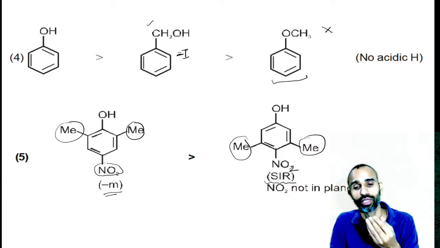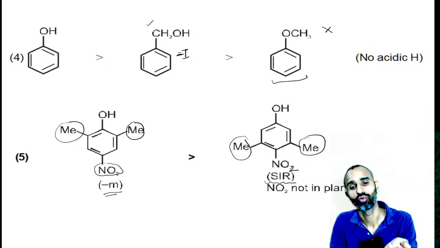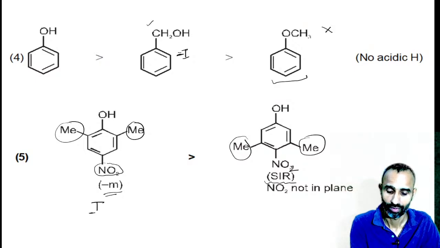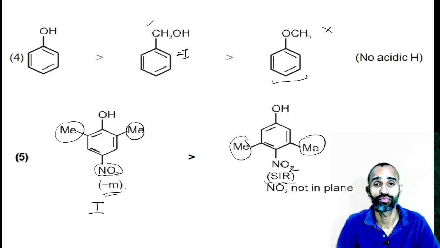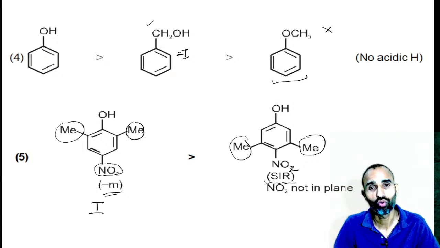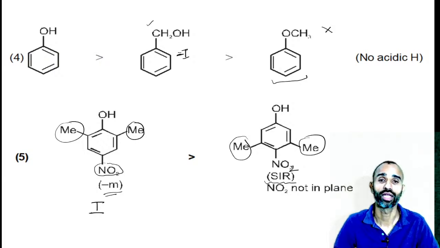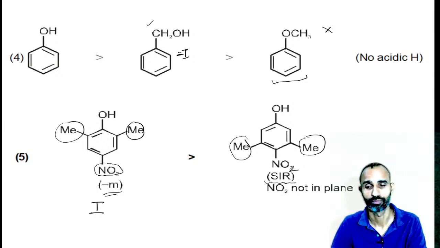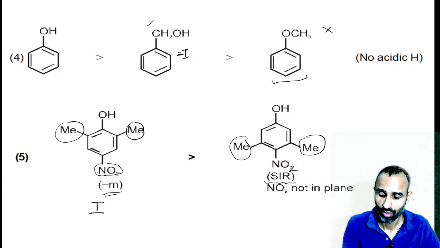So obviously, NO2 has minus M effect in the first case, where there is no SIR effect, and that's why it is more acidic than the case where NO2 is attached to the benzene ring and there are methyl groups at its ortho position, because NO2 goes out of plane due to the presence of these groups.